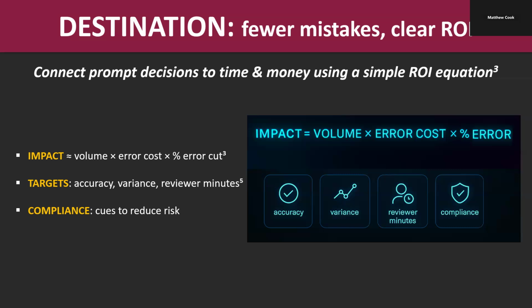So next, now that we have ROI defined, we want to look at just a very simple question: how do we do prompts? What is a good prompt? And what does that look like?